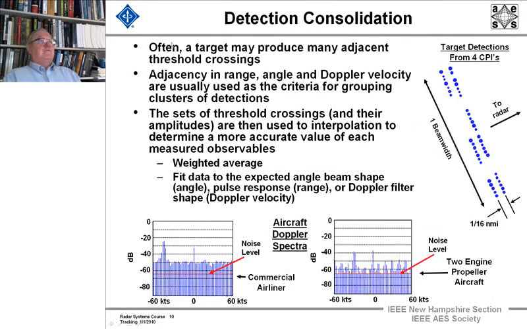And so often the target, as I say, may produce many adjacent threshold crossings, and we usually use adjacency in range, angle and Doppler as a criteria for grouping the cluster of detections. And the sets of threshold crossings and their amplitudes are then used to interpolate to get the best value of the observables. For different cases, different methods are the best. We can use a weighted average. We can fit the data to the expected angular beam shape for angle, the pulse response for range, or the Doppler filter shape for Doppler velocity measurements.